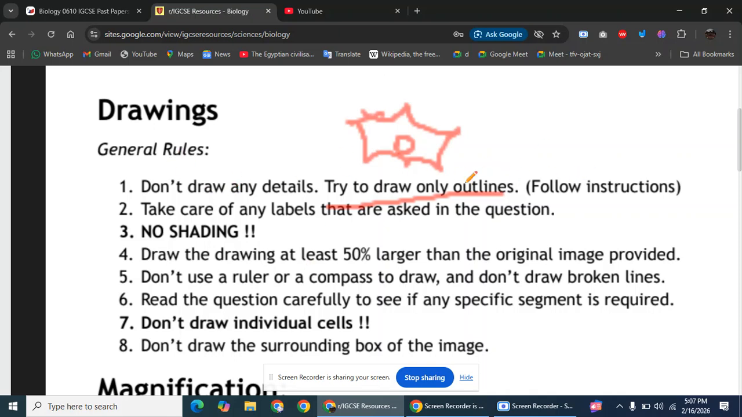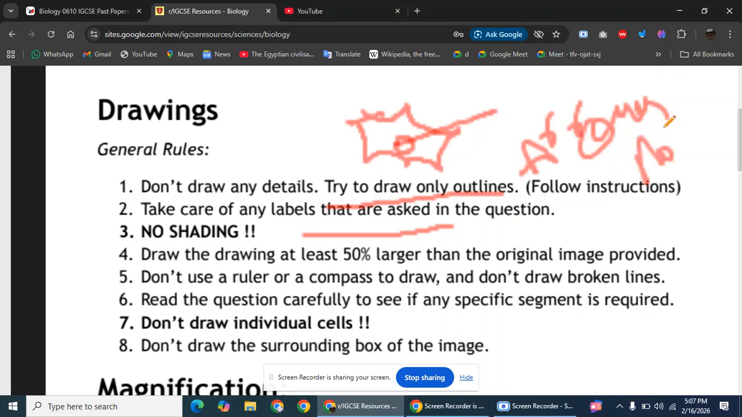Follow instructions and take care of labels that are asked in the question. If they tell you to label the nucleus, then only you're going to label the nucleus. Do not draw arrows. Arrows not recommended.